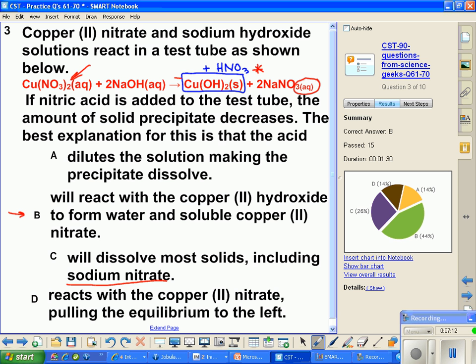Letter D reacts with the copper 2 nitrate. The copper 2 nitrate is over here, and why would it react with the copper 2 nitrate? It doesn't mean anything because copper 2 nitrate is aqueous already. So the nitric acid is not going to affect anything that way. And then up here in letter A, dilutes the solution, making the precipitate dissolve. It does make the precipitate dissolve, but diluting the solution is not why. Okay? That's why letter A doesn't work.